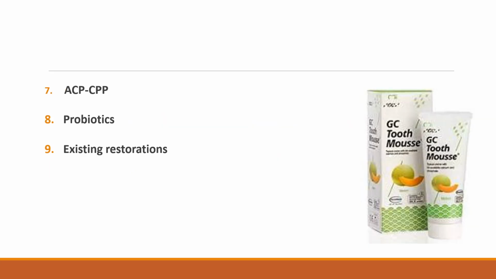Next factors in caries prevention are ACP, amorphous calcium phosphate, in conjunction with CPP, casein phosphopeptide. These are very promising and new remineralizing agents. So CPP is a milk-derived protein that binds to the tooth biofilm and is used to stabilize ACP. There are many products like gums, lozenges, topically applied solutions that contain CPP, ACP, and they show good results also.